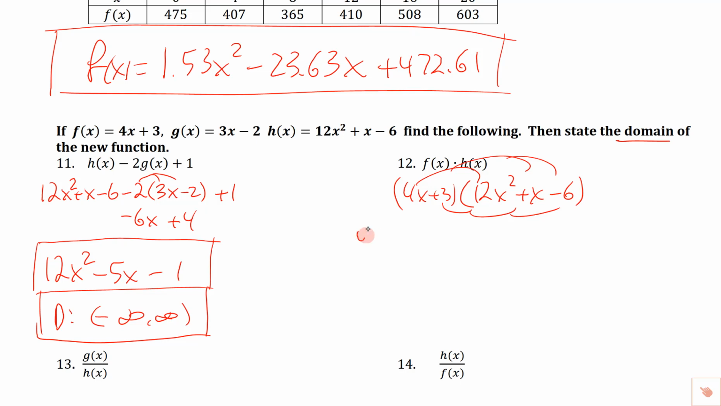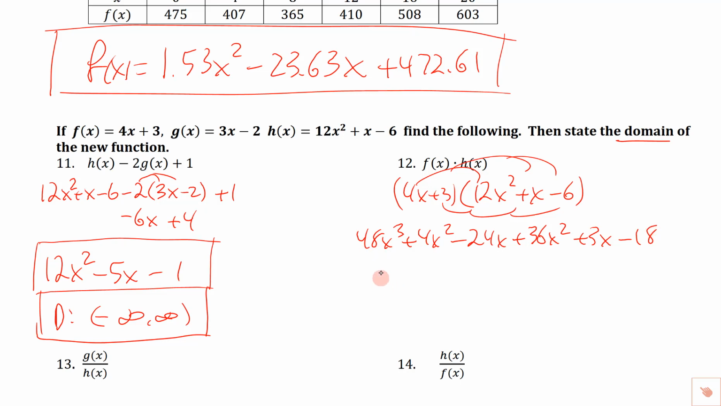So this is going to give us 48x cubed, and then plus 4x squared, and then minus 24x. Now it's the 3's turn, so this is going to be plus 36x squared, plus 3x, and then at the very end we get a minus 18.